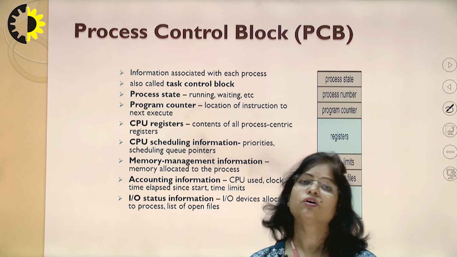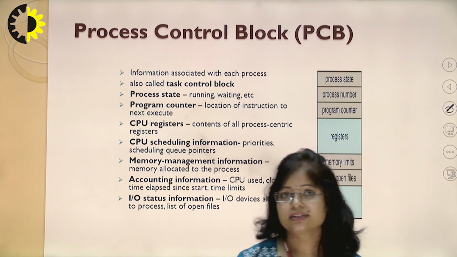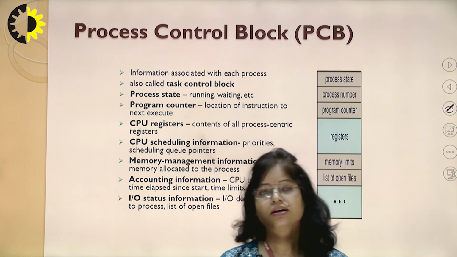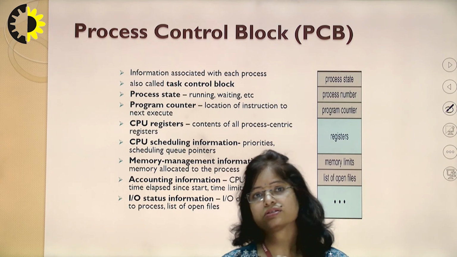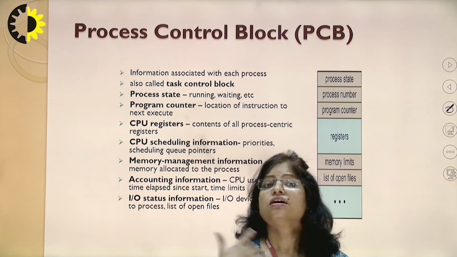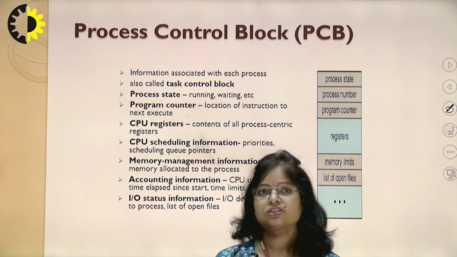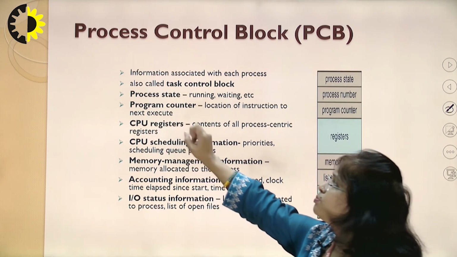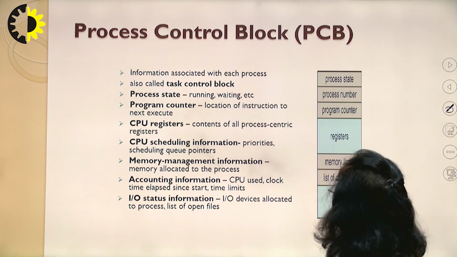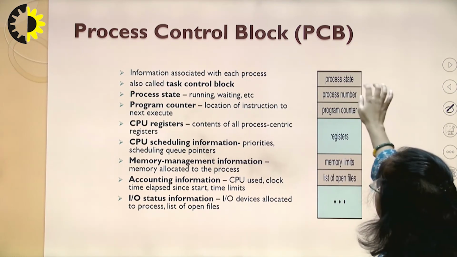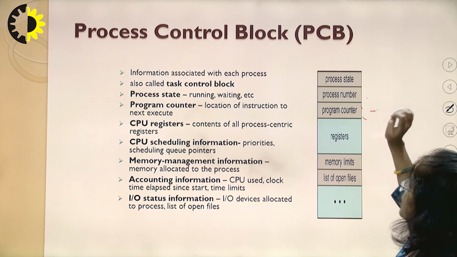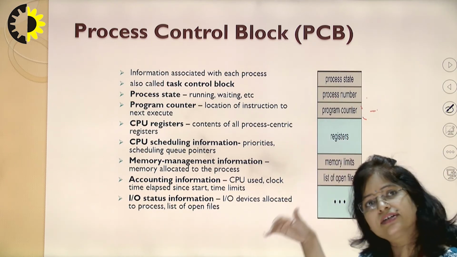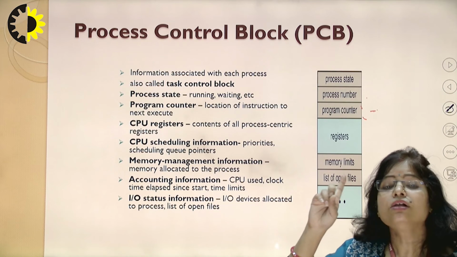The first information is the process state, meaning what is the current state of the process, whether it is in the running state, waiting state, terminated state, or ready state. So we just mention the state of a process in the process state. And the next one is the program counter. This is the PCB block: process state, process number, program counter, registers, memory limits, and list of open files. These are the different categories that a process control block must have.